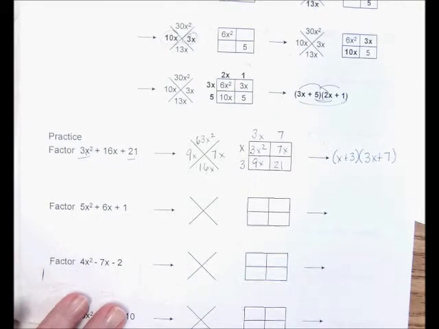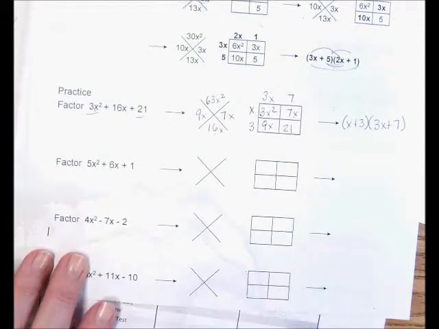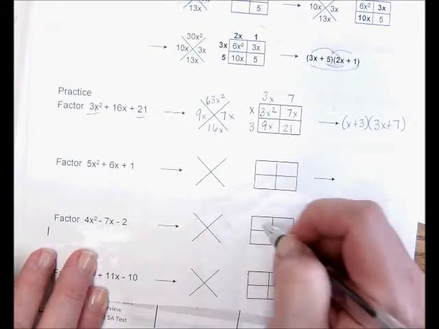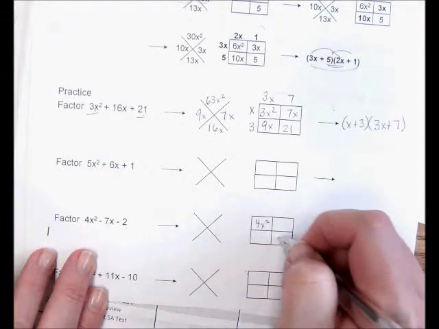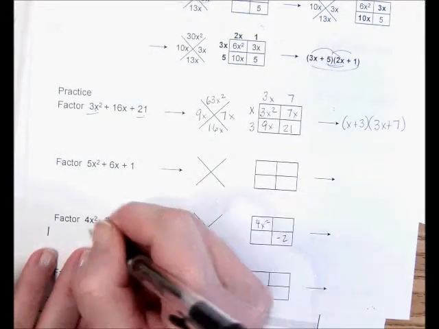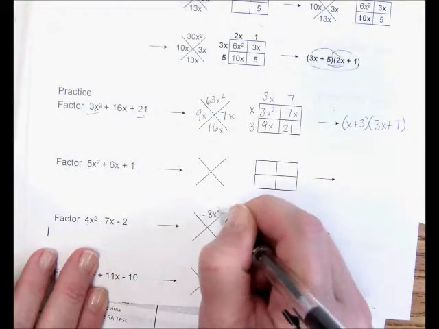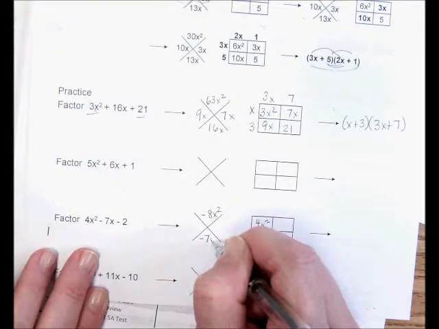And I want to deal with some negatives. So I'm going to skip down here to my third example. So I'm going to fill in some stuff. I'm going to fill in my first. I'm going to fill in my last. I'm going to fill in 4x squared times negative 2 is negative 8x squared. And then I have negative 7x.